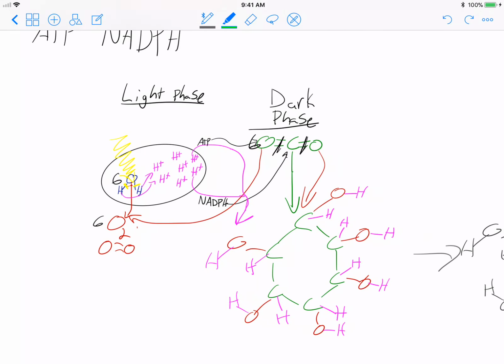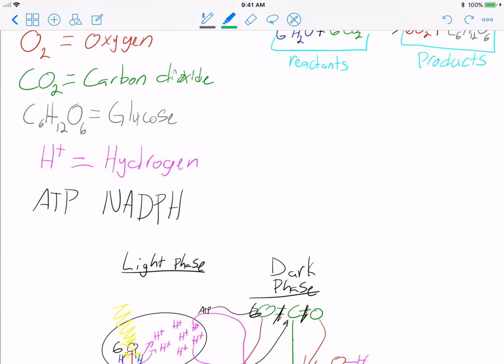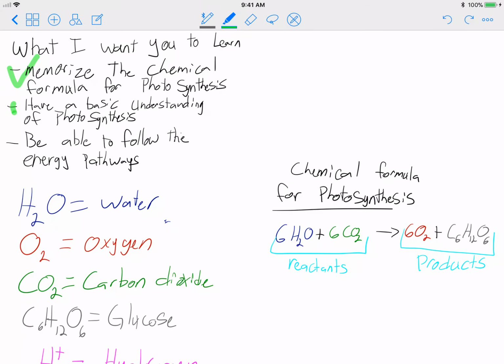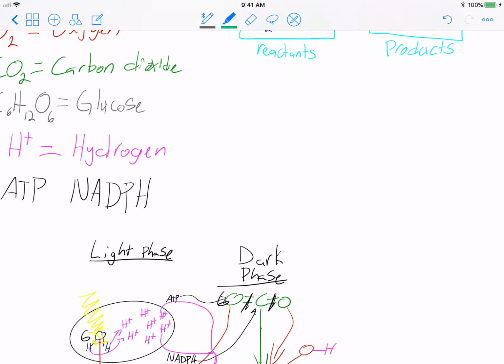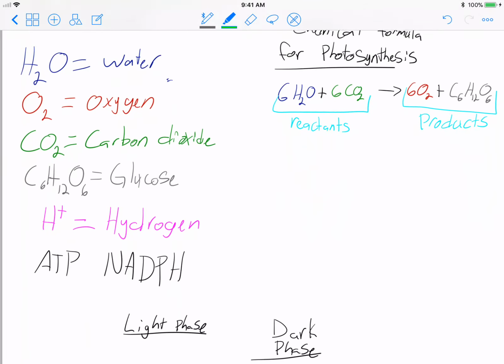So, based off of this, we'll hopefully have our basic understanding of what happens in the process of photosynthesis. Now, I want to emphasize this is basic. I did simplify this quite a bit. There's a lot more detail that goes into this, but we don't need to know that at our level. You'll learn it later on in school. The last thing I wanted you to be able to do is follow the energy pathways.